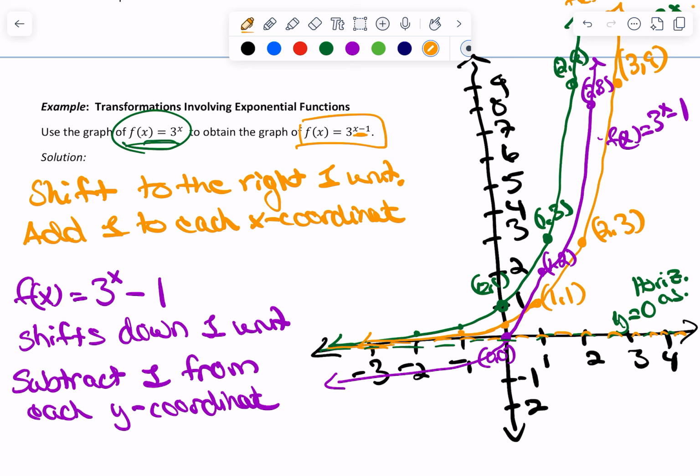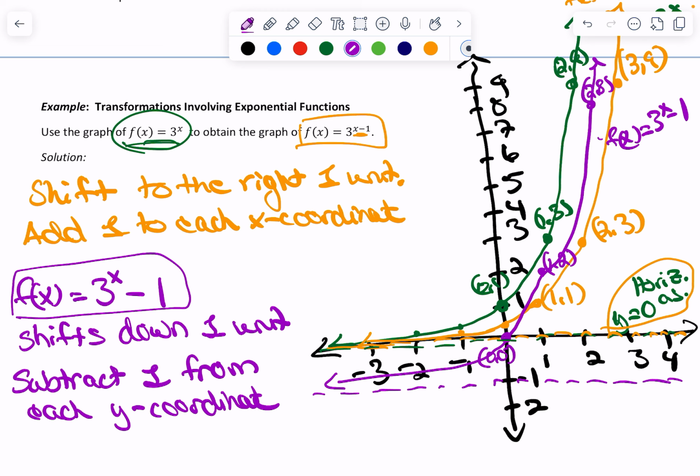So both of those have the horizontal asymptote y equals 0. Now, for f of x equals 3 to the power of x minus 1, we shifted it down 1. That means the asymptote shifts down 1 as well, so our horizontal asymptote is y equals negative 1 now. If we had shifted it up, the asymptote would shift up also.